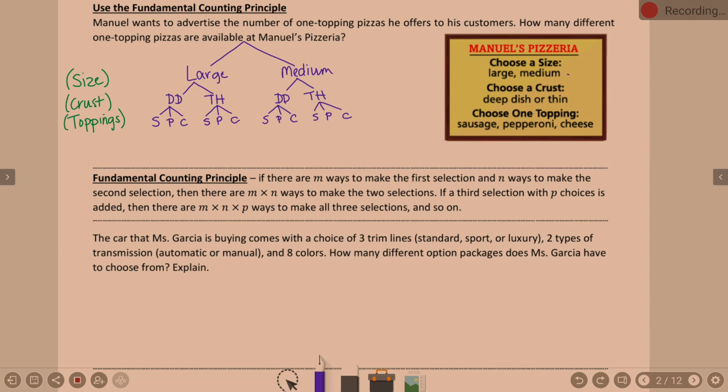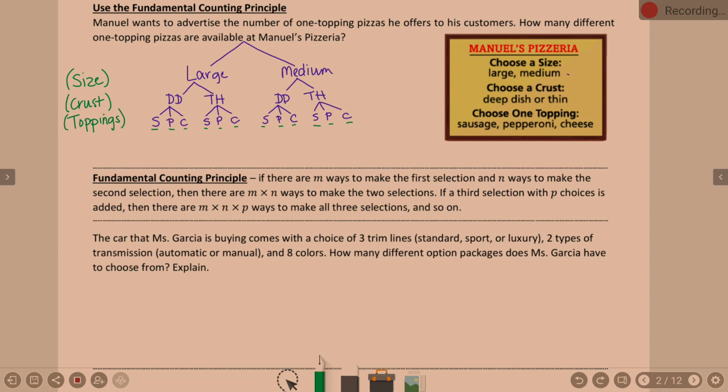Okay, now, just looking at our tree diagram. The question was, how many different one topping pizzas are available? How do we figure out how many different one topping pizzas are available here? 12, because you count your last row, which shows that there are 12. Because I just listed all the pizzas as I was doing it, right? I could have a large deep dish sausage, large deep dish pepperoni, large deep dish cheese. There's 3 pizzas, yes? And we do that 3 more times.